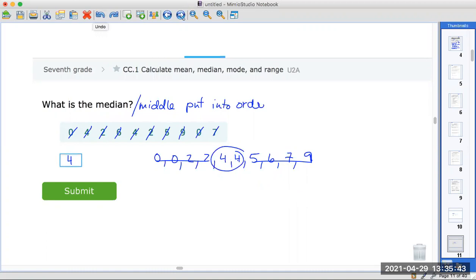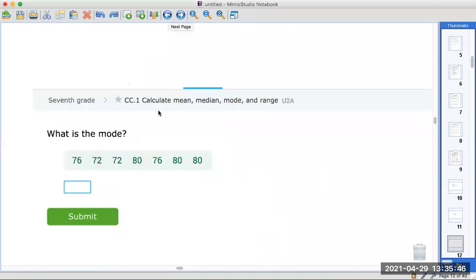And then last we have the mode, the one that's most often. 76, 72, 80, 80, 80. So I wanted to show you the range because I didn't get one that says range. If it does ask for the range, you take the highest number minus the smallest. So this is the highest minus the smallest, right? These two. And that would be 8. So your range would be 8.